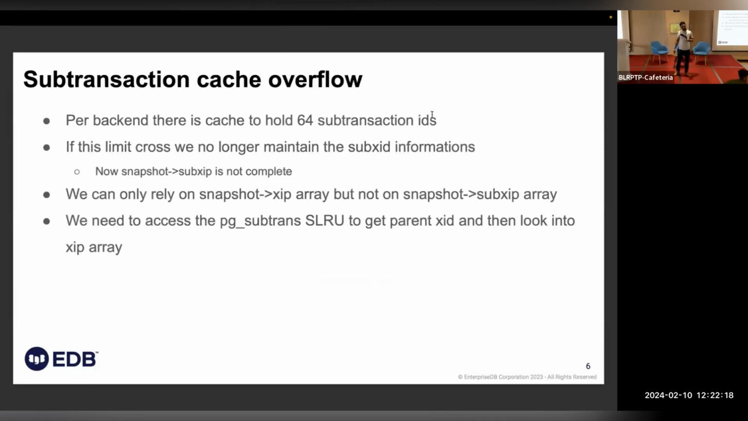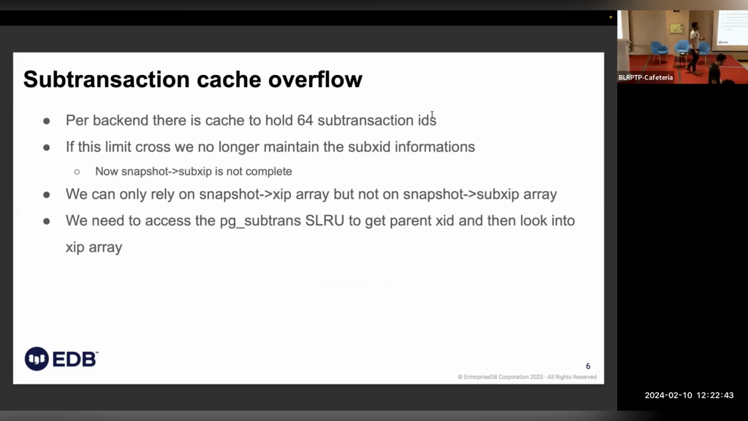Okay, so what is subtransaction cache overflow? In the last slide, we talked about how each backend keeps a cache of 64 subtransactions. So a snapshot can contain the transaction ID and the subtransaction ID, and for the visibility check, we match into those arrays and find out whether the transaction is visible to me or not.